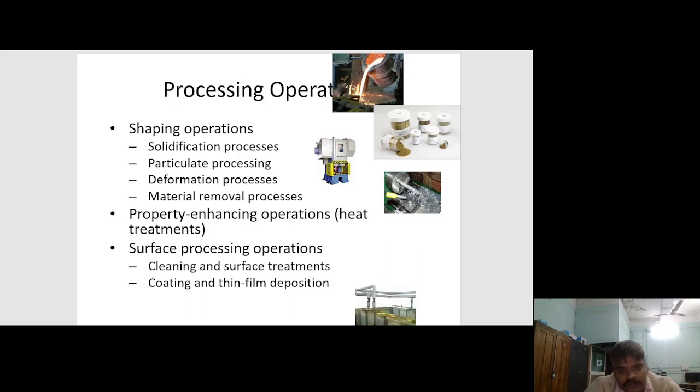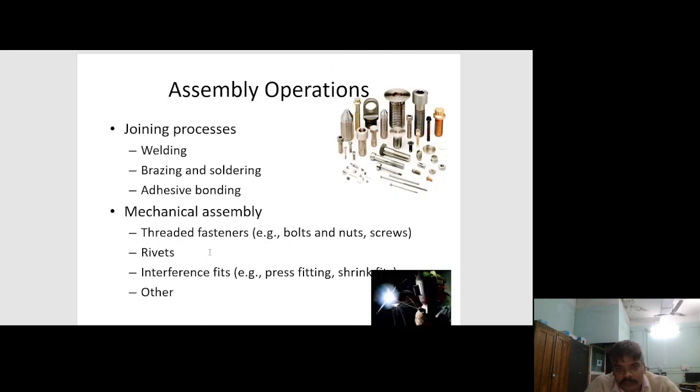Shaping operation, solidification, particulate processing, deformation process, material removal process, property enhancing operation, heat treatment, surface processing operation, cleaning and surface treatment, coating and thin film deposition.